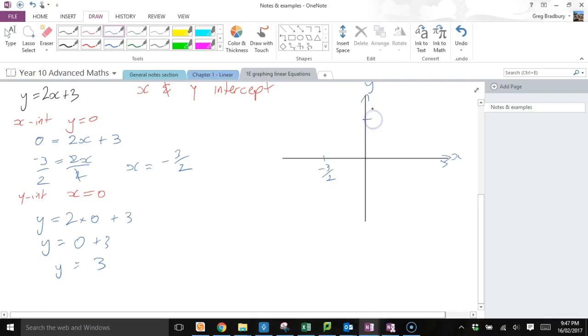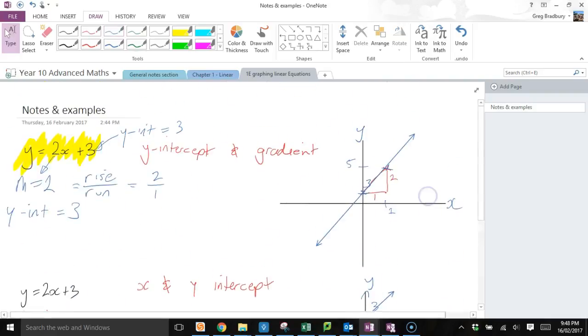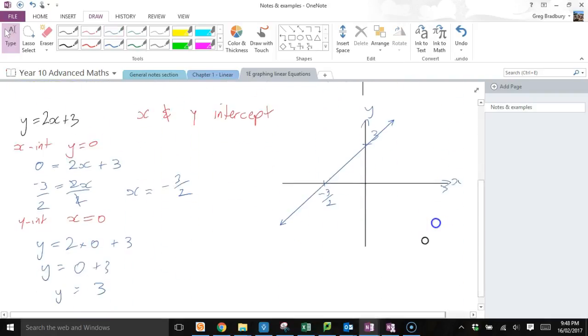Place that here, and I will put a line through those two. Excellent. So these two are the same lines. We've just used different points to create them.